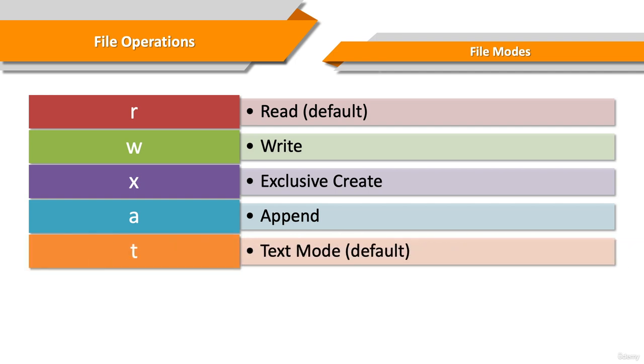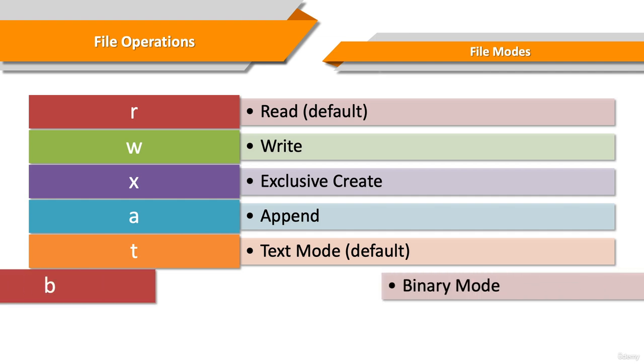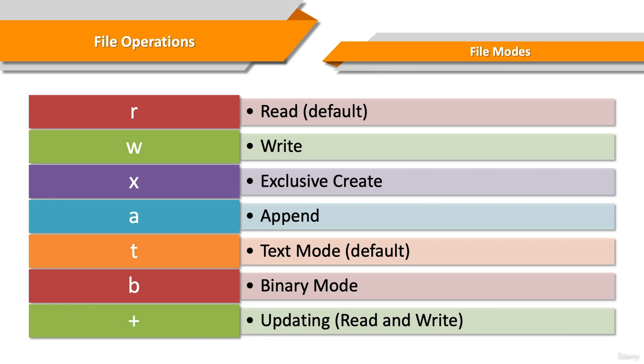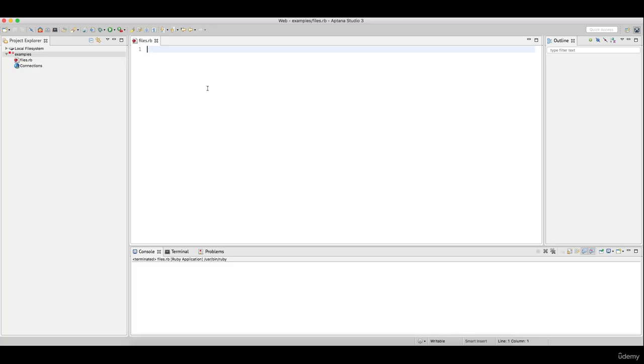Open in text mode. This is also a default usage. Open in binary mode. And open the file for updating. So let's see how this works in a few examples. So let's open up a file in write and updating mode.